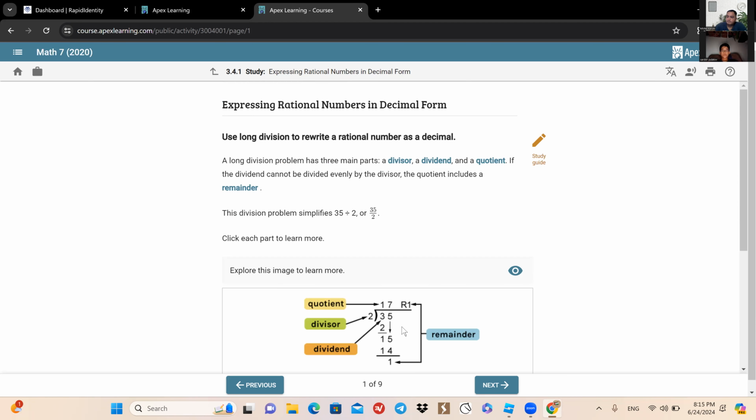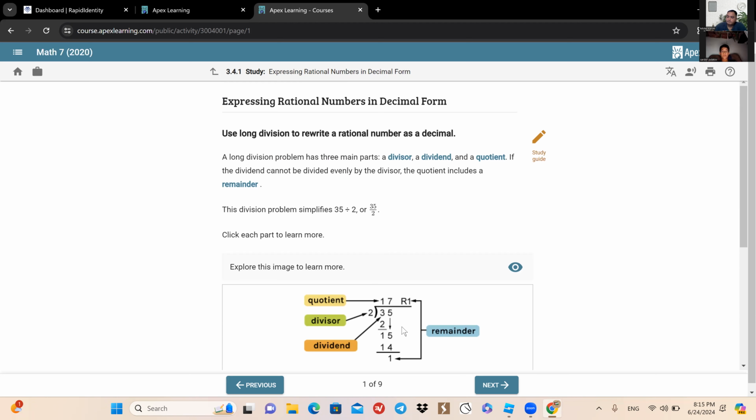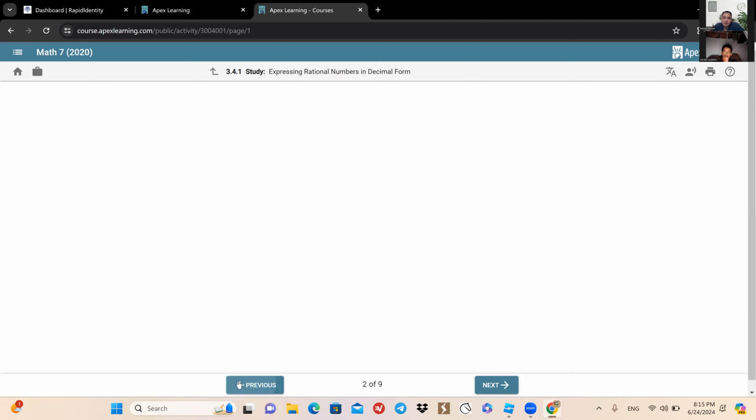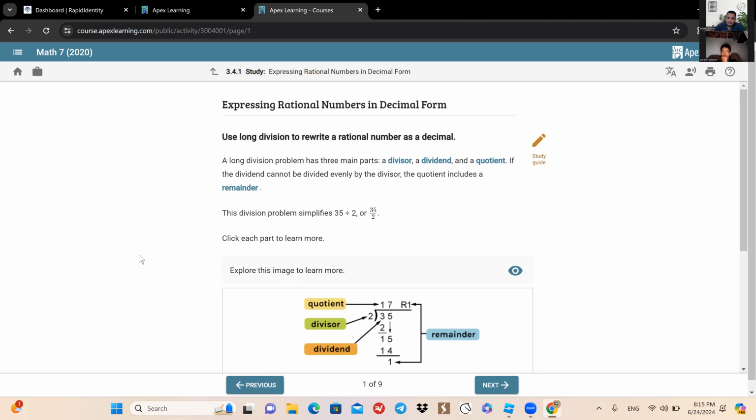A long division problem has three main parts: a divisor, a dividend, and a quotient. If they're divided, it might be divided evenly by the divisor. The quotient includes a remainder. Okay, this is actually just attaching a special name to these numbers, right? Because in math, can you go back first? We're talking about expressing rational numbers in decimal form.